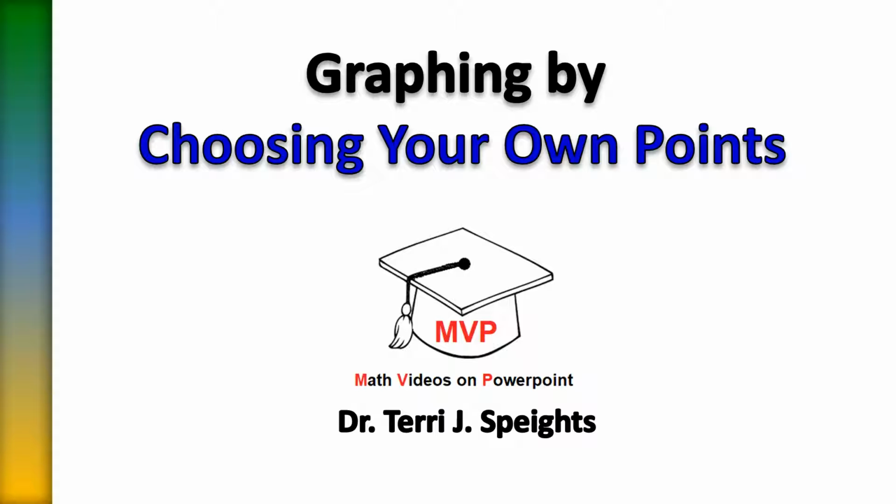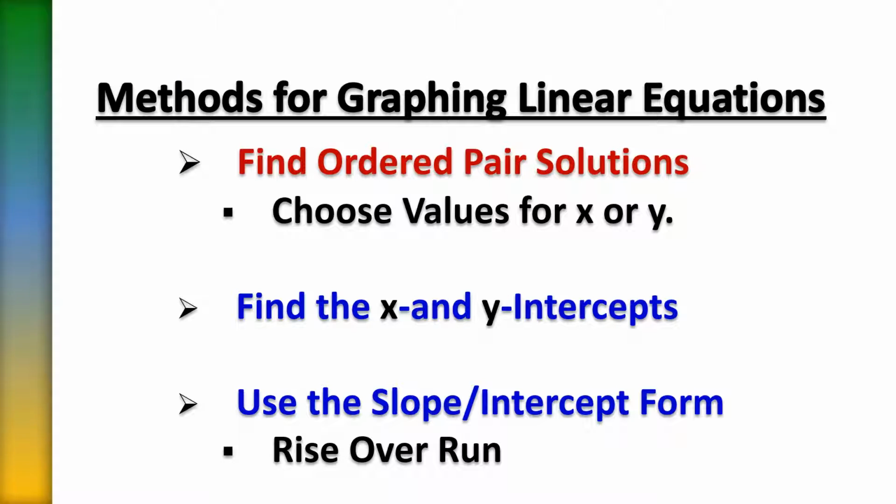In this lesson, we'll be graphing by choosing your own points. There are several methods out there for graphing linear equations. So we're going to focus on three different methods. One, find ordered pair solutions by picking your own values for x or y. The other method is to find the x and y intercept. And then lastly, to use the slope intercept form to graph. In other words, use your rise over your run.